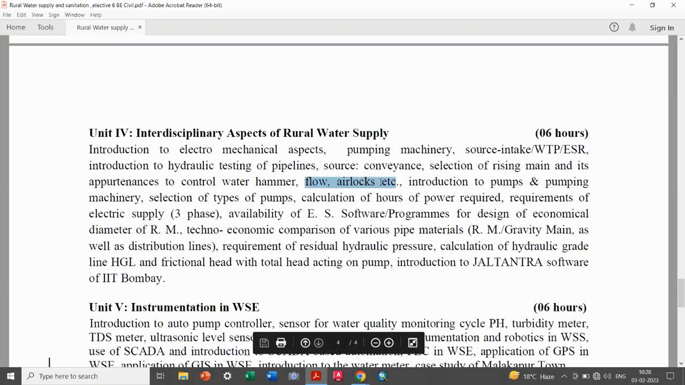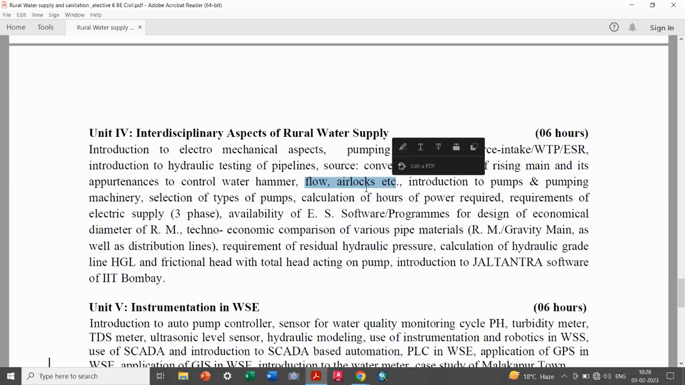Then air locks. You can see that air may get entrapped into the pipeline. So to relieve the air, we can provide air valves on the pipeline. So, introduction to pumps and pumping machinery.